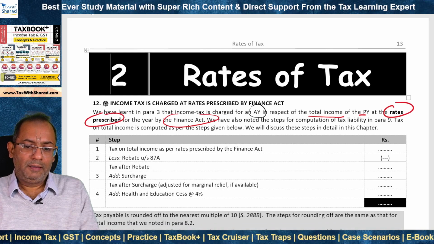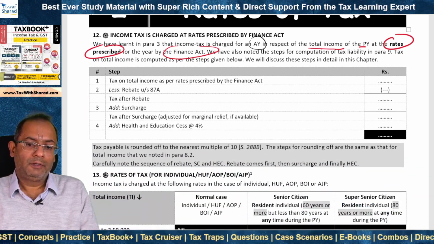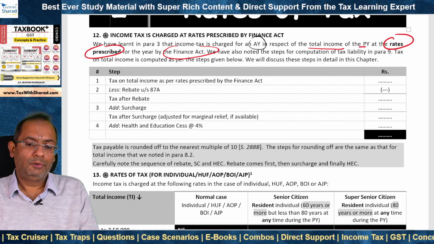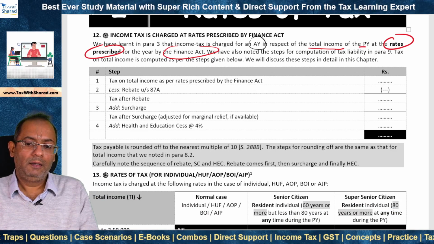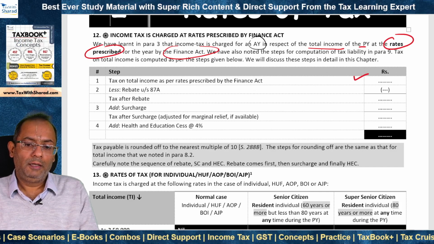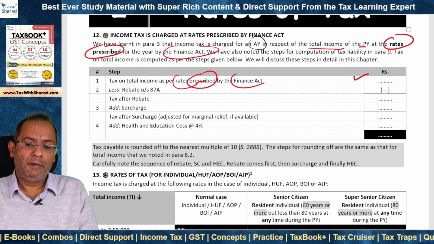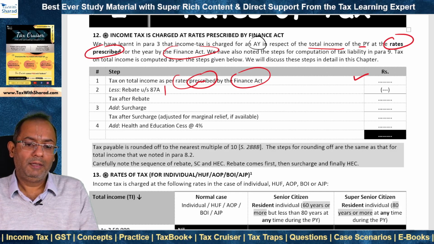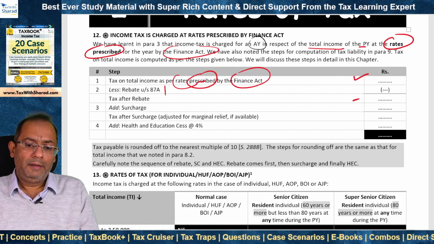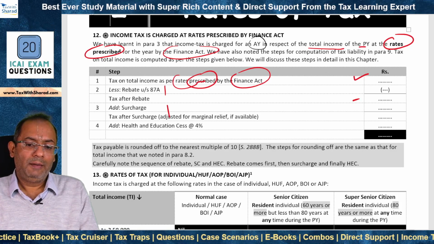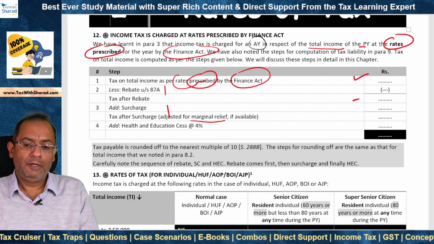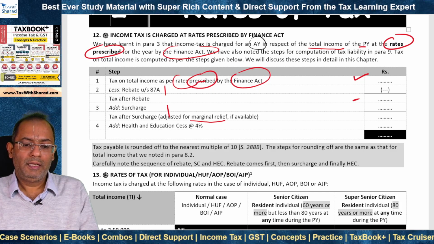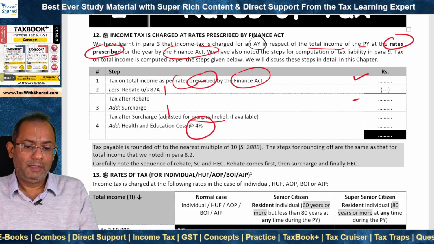So every year there is a Finance Act which is enacted, and the rates for that assessment year are prescribed in that Finance Act. How do we compute tax on total income? What are the steps? Step 1, we calculate the tax on total income as per the rates prescribed by the Finance Act. From that, we deduct rebate under section 87A if applicable. We add surcharge if applicable, which is adjusted for marginal relief if available. And then we add health and education cess, which is HEC, at the rate of 4%.